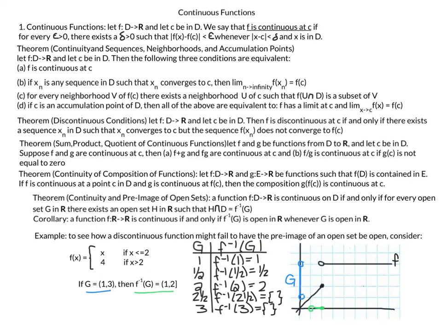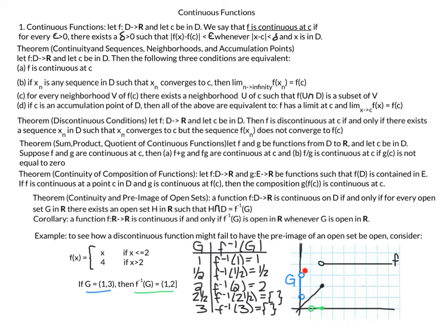For this example, we're going to consider f of x is equal to x if x is less than or equal to 2, so it's this line here, up to and including the point 2, and f of x is equal to 4 if x is greater than 2. So obviously you can see f is not continuous, and because it's not continuous, it can fail to have the pre-image of an open set be open. If it were continuous, then that would not happen. But it's discontinuous, so we're going to look at that.